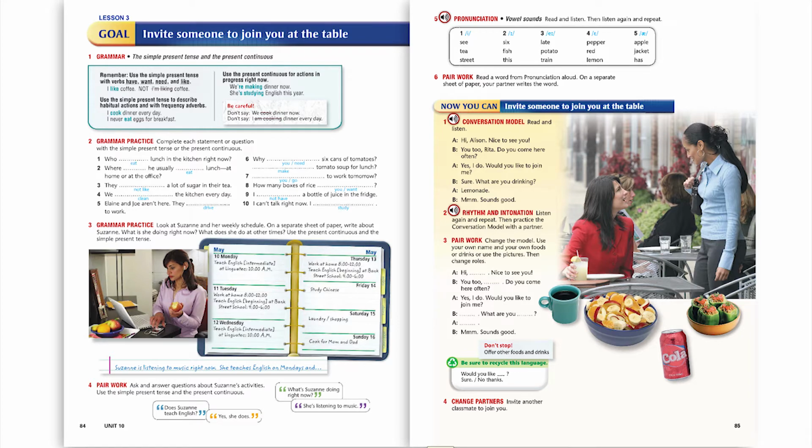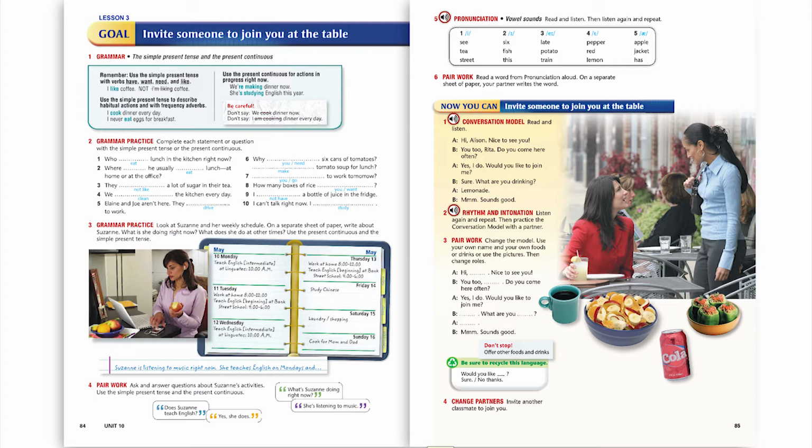1. E. C. T. Street. 2. I. 6. Fish. This. 3. A. Late. Potato. Train. 4. Eh. Pepper. Red. Lemon. 5. Eh. Apple. Jacket. Has. Now listen again and repeat.